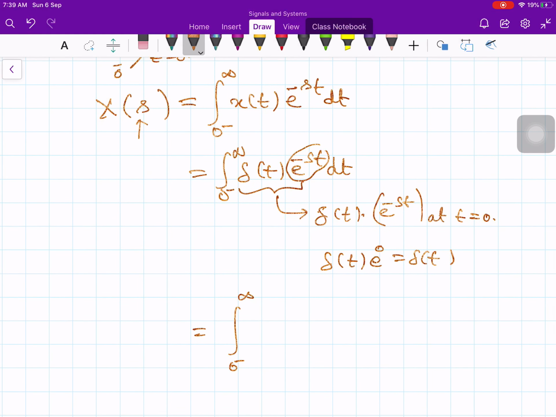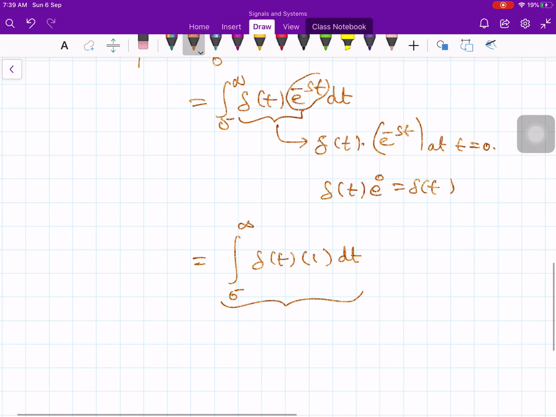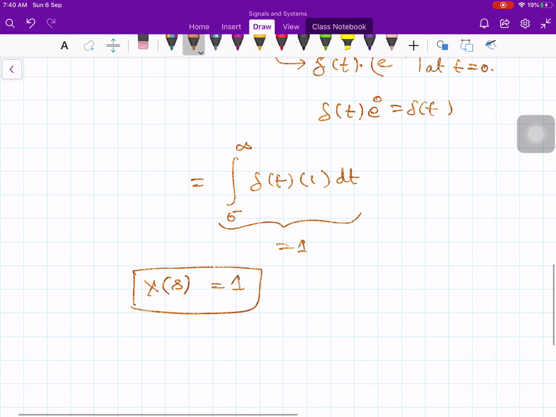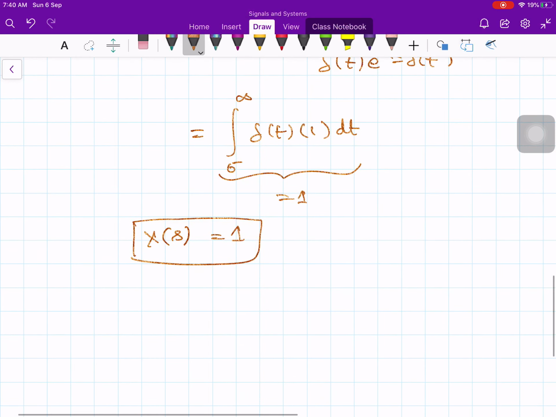Then del of t, anyway this value is 1, times dt. This is precisely the definition of an impulse function, and the area under the impulse function is equal to 1. So your X of s is equal to 1. Therefore, the value of this integral is equal to 1. So del of t has a Laplace transformation equal to 1, just like in the case of the Fourier transform, where X of j omega is equal to 1. Here also it is the same case.